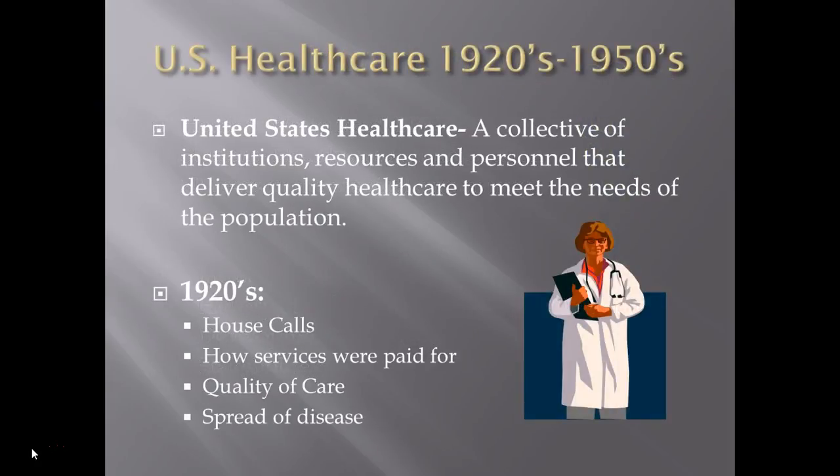United States healthcare is defined as a collective of institutions, resources, and personnel that deliver quality healthcare to meet the needs of the population. The U.S. healthcare system was born in the 1920s. Prior to this, the so-called healthcare system consisted of doctors making house calls to the general public. If a member of the household was sick, they would be quarantined to the section of a home away from others. The doctor would arrive, evaluate the patient, and give necessary treatment.